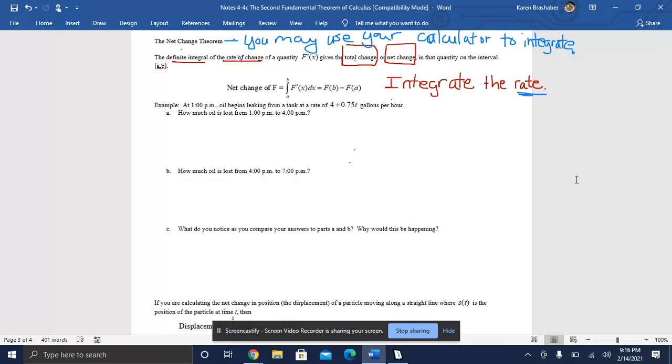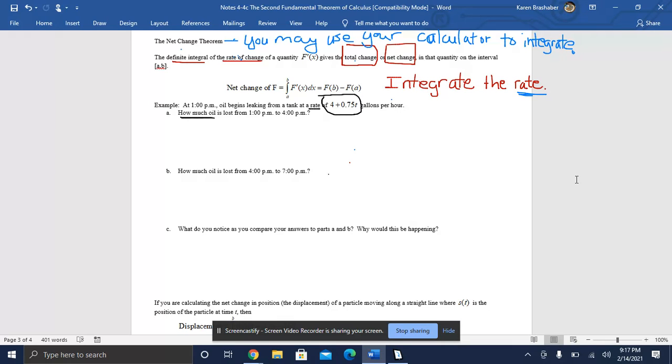So let's take a look at this first problem. It says at 1 o'clock p.m., oil begins leaking from a tank at a rate of... So here's your f of x, and it is a rate. And this is in gallons per hour. So it asks how much oil. So there's your question, how much. So anytime you're asked about how much and you're given a rate, you're going to integrate the rate.